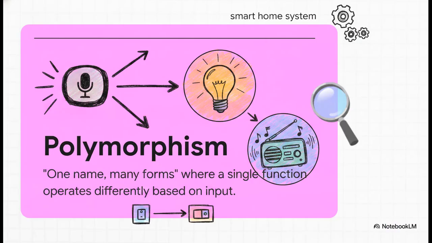And this brilliantly illustrates one of the absolute most vital pillars of the language, polymorphism. It literally translates to many forms. It's an incredibly powerful concept where a single method name can perform entirely different tasks based entirely on the data it receives. It's kind of like telling a smart home system to turn on. If it's a light, it glows. If it's a radio, it plays music. It's the exact same command, but a completely different execution based on the object receiving it.